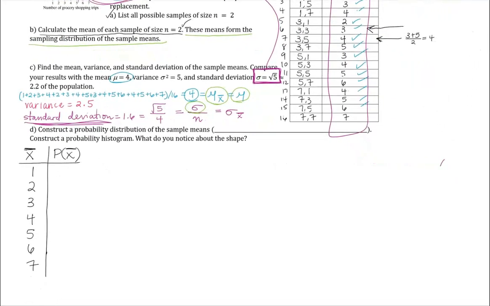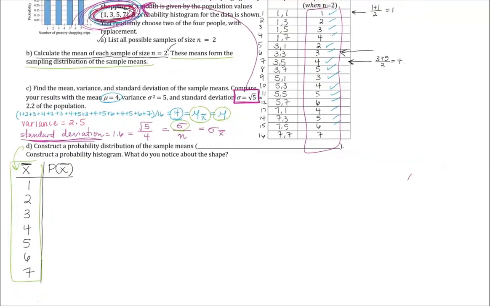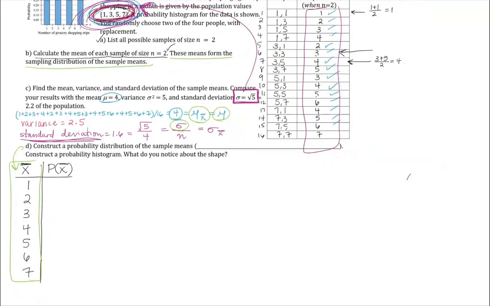Part D is asking us to construct a probability distribution of the sample means. So part D is asking us to fill out this table. This column is all of the possible sample means that showed up here. We're going to then calculate, well, what was the probability that the mean was 1? What was the probability that the mean was 2? What was the probability that the average was 3 when you took a sample size of size 2? That's what we're going to be filling out in part D.